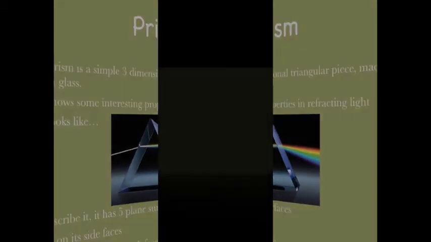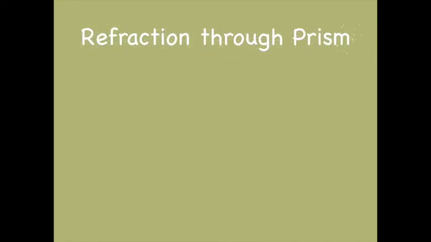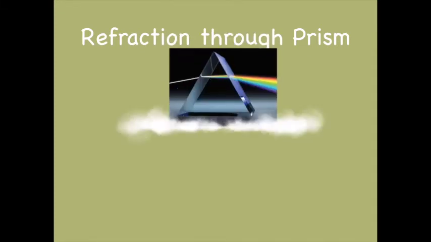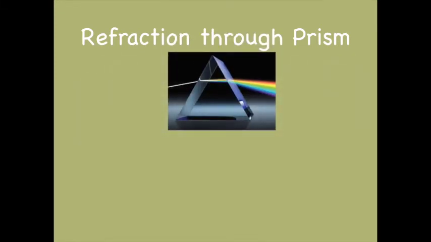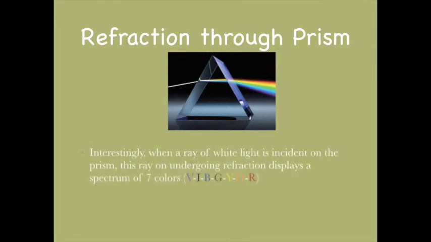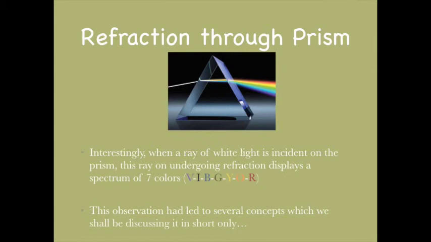Now let's move on to an interesting topic, which is the refraction of light through a prism. Interestingly, when a ray of white light is incident on the prism, the ray on undergoing refraction displays a spectrum of seven colors, VIBGYOR. This observation has led to several concepts which we will be discussing shortly.